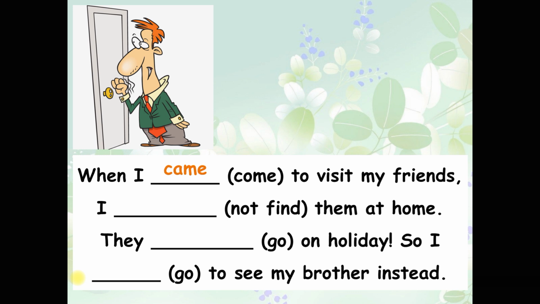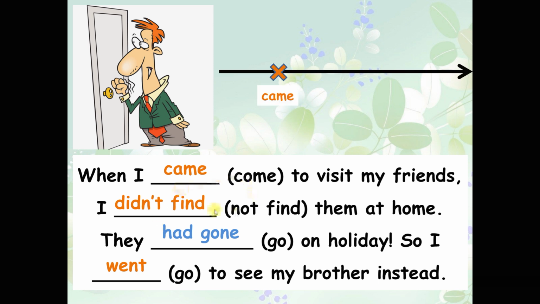When I came to visit my friends, I didn't find them at home. They had gone on holiday, so I went to see my brother instead. Again, we see three past simple actions colored orange and one past perfect verb form colored blue. And let's look at the timeline to see how these actions happened.